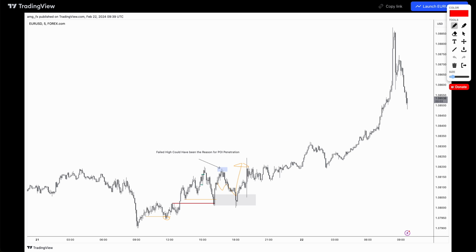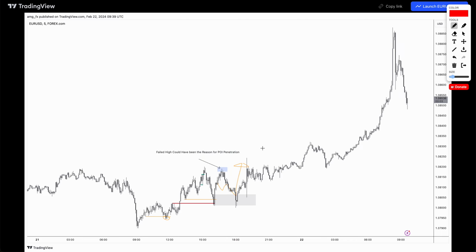The only thing with that is this is also out of session, in my opinion. Between 5 and 6 p.m. London time is an awful time to trade. Always has been. You always get very dead liquidity, and a lot of the time I found things don't respect.